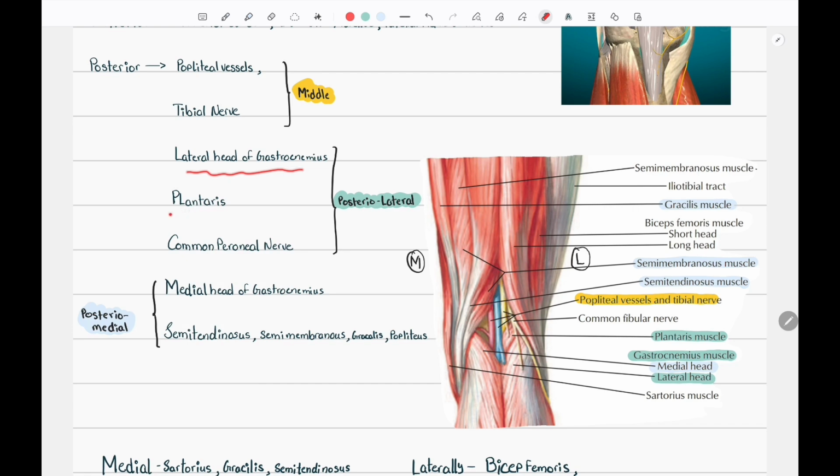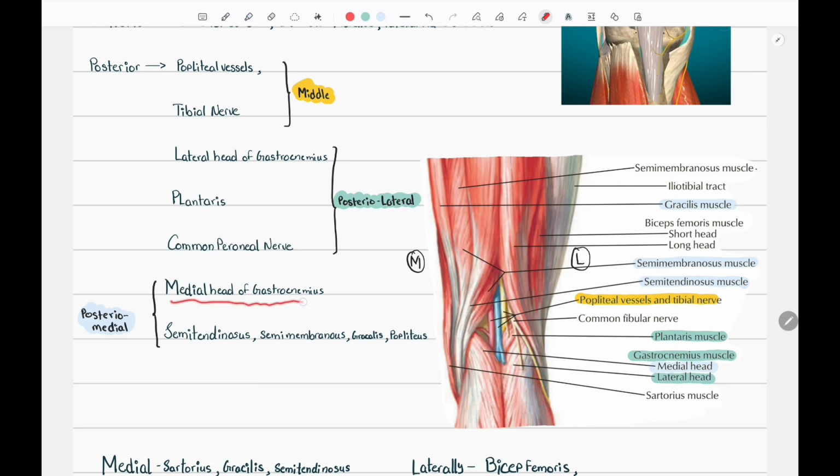Lateral head of gastrocnemius, plantaris and common peroneal nerve come as posterior lateral relations. So the plantaris muscle right here, the lateral head of gastrocnemius muscle and the common peroneal nerve. The common peroneal nerve runs beneath the muscle, therefore you aren't able to view it in the diagram. All these three structures come under the posterior lateral relations, that is, they are lying posterior to the knee joint but a little bit lateral from the central line.